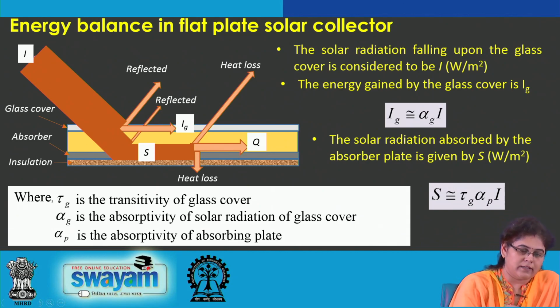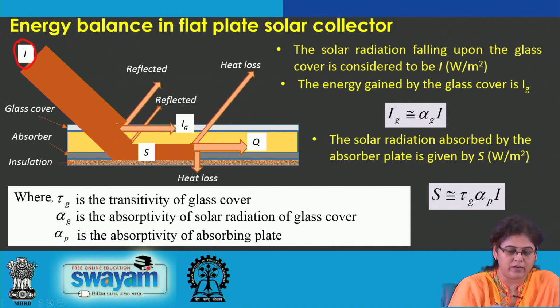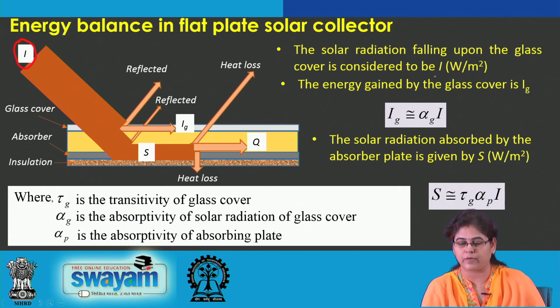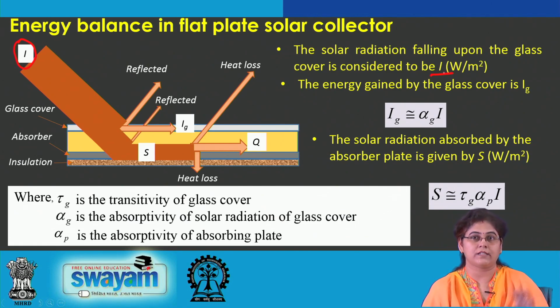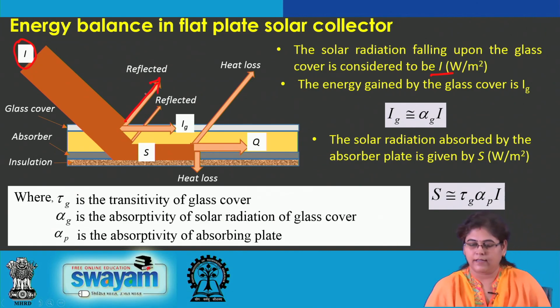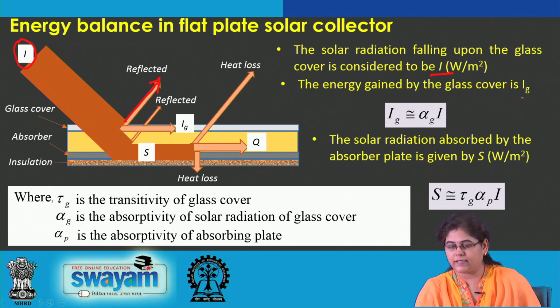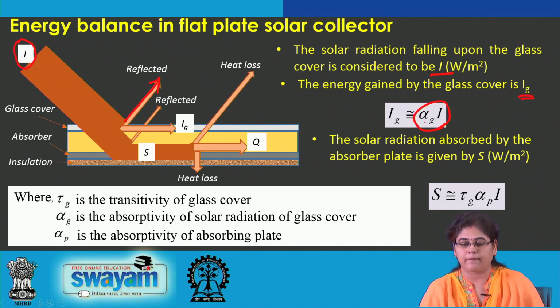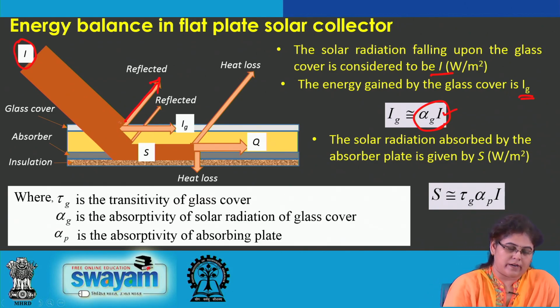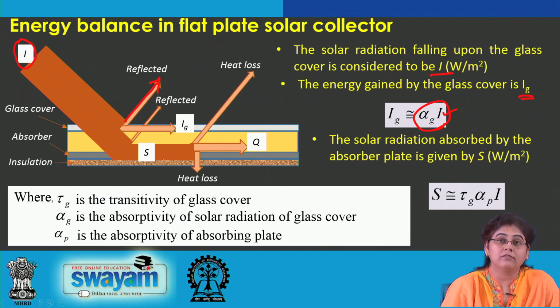As can be seen, the solar radiation intensity falling on the glass cover is designated as I, that is the global solar radiation falling on the surface of the glass. A part of that radiation is reflected back to the atmosphere, and the energy gained by the glass cover is designated as Ig, which is alpha g into I, the portion of the radiation absorbed by the glass cover. Alpha is the absorptivity of the glass cover and I stands for the radiation intensity falling on it. The rest is transmitted and falls on the absorber plate.